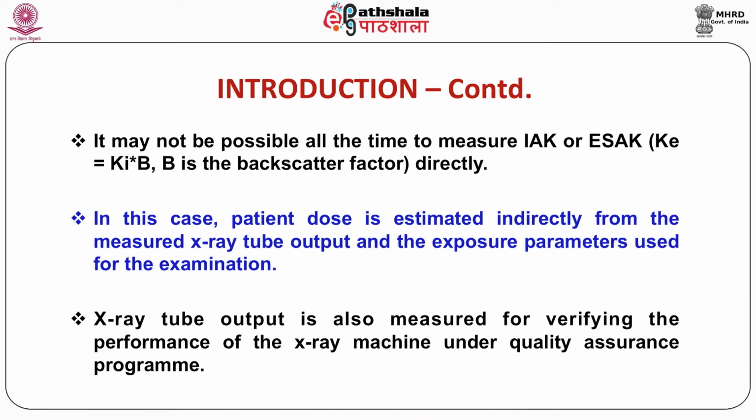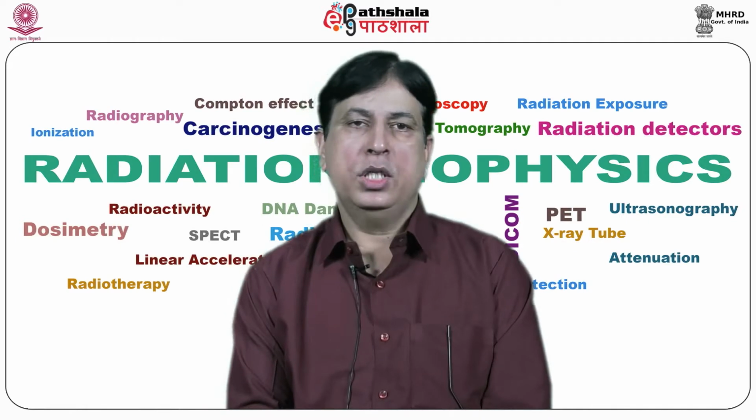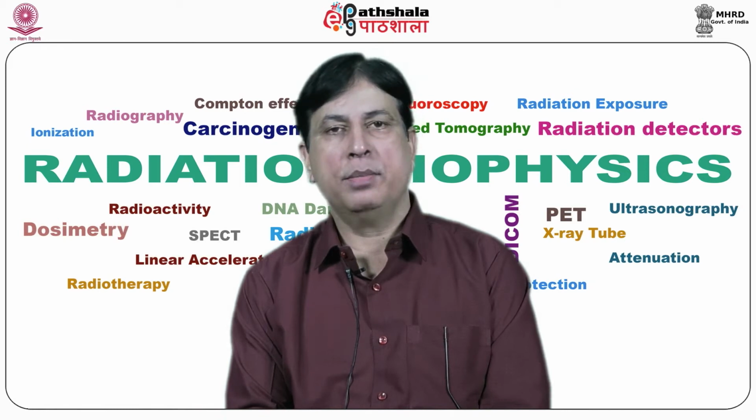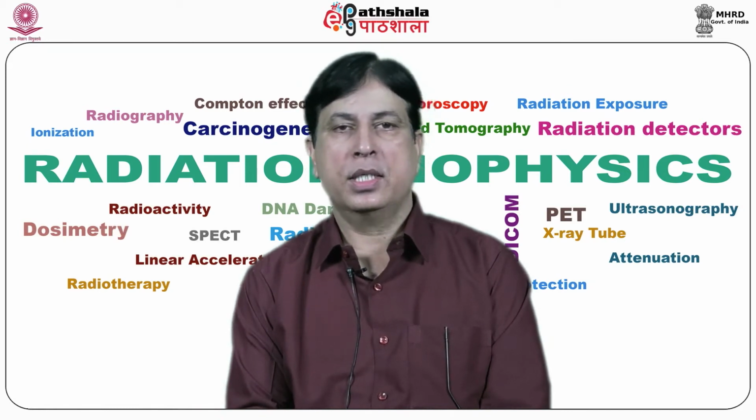However, it may not be possible all the time to measure IAK or ESAK because KE is equal to KI into B. So, in this case, patient dose is estimated indirectly from the measured X-ray tube output and the exposure parameters used for the examination. X-ray tube output is also measured for verifying the performance of the X-ray machine under quality assurance program. So, this module describes the X-ray tube output, method of its measurement and the factors affecting X-ray tube output.